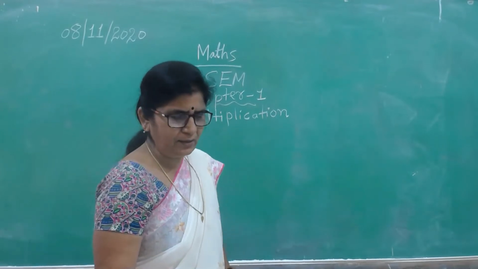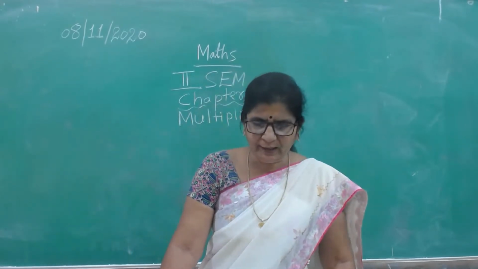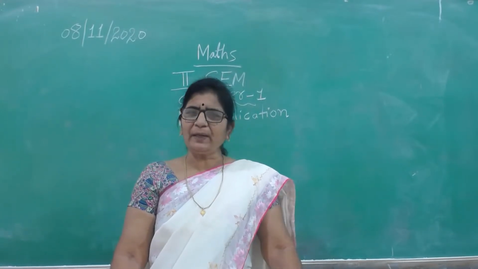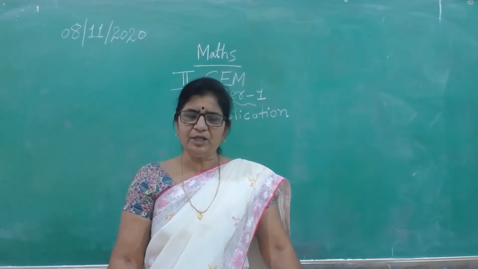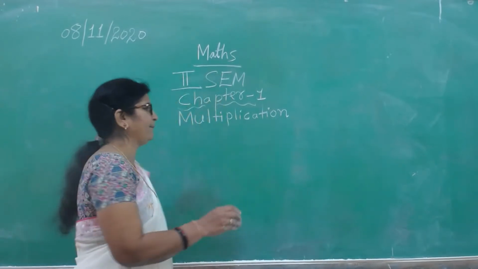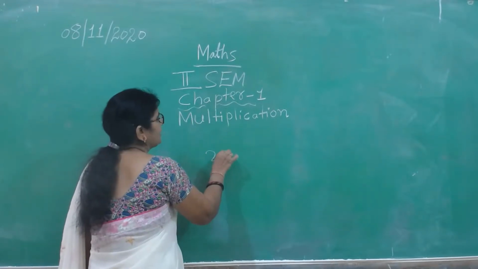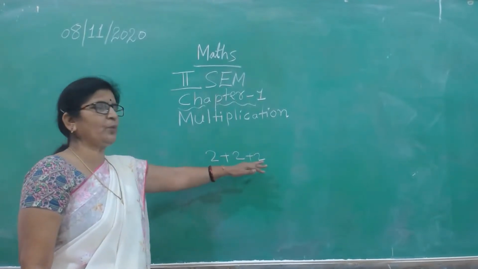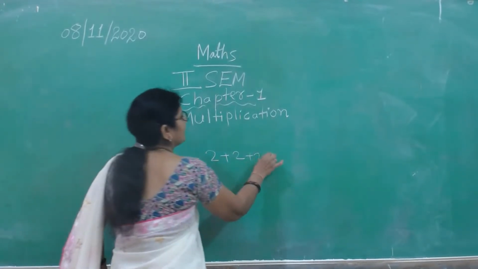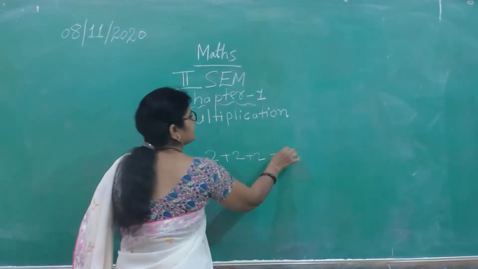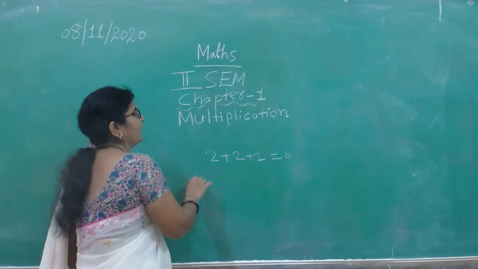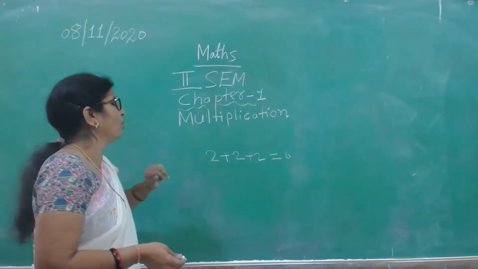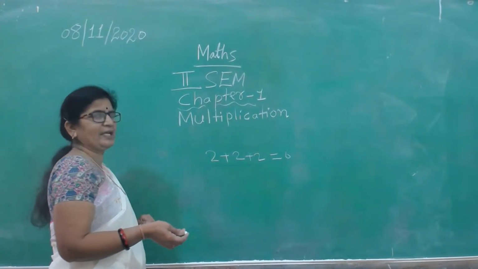What is multiplication? Multiplication is a repeated addition. How is it? For example, 2 plus 2 plus 2. Just I am showing you 2 plus 2 plus 2. Here 2 plus 2 plus 2 is 6. Then how is it in multiplication? This is the addition. Then how do we write it in multiplication?